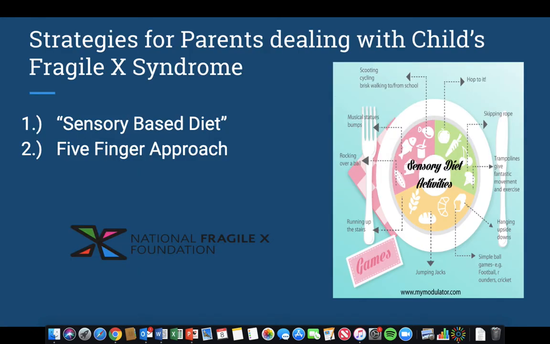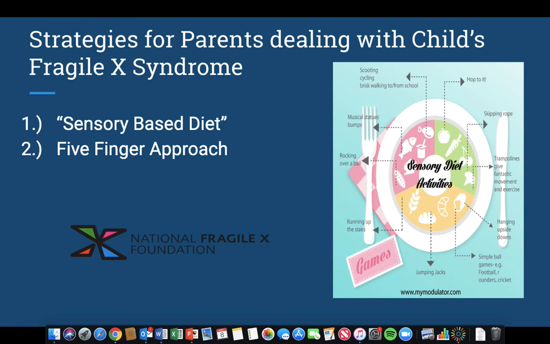So when researching some strategies on how to handle children with Fragile X syndrome, I found a few interesting techniques. The first is a sensory-based diet. The National Fragile X Foundation shared some of these methods. Again, the sensory-based diet is having your child eat specific foods throughout the day to raise or lower arousal. And this will help control sensory input in patients and hopefully help with their functional abilities.